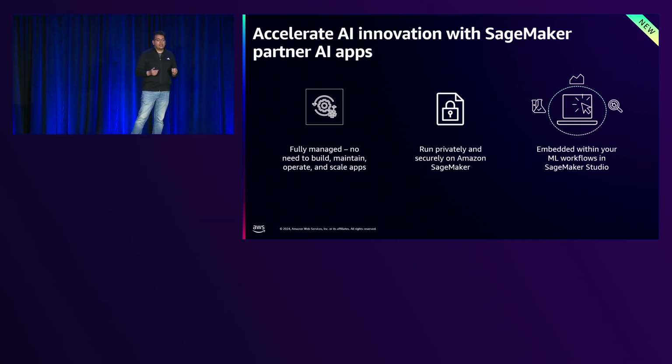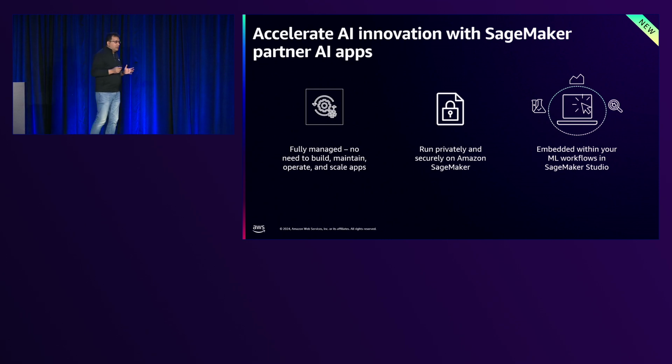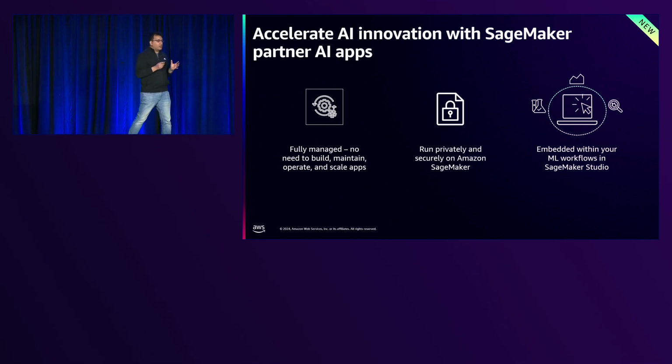Furthermore, these applications run in a private and secure VPC, completely cut off from the public internet, which means there is absolutely no risk for your data being exfiltrated or your IP being sent elsewhere, and continues to stay within your secured governance guardrails inside SageMaker.